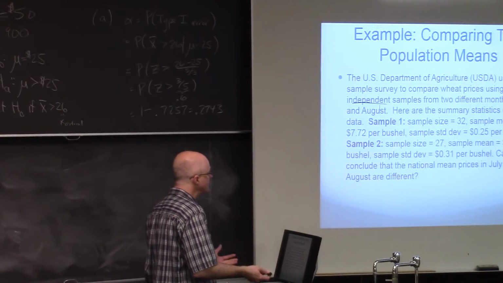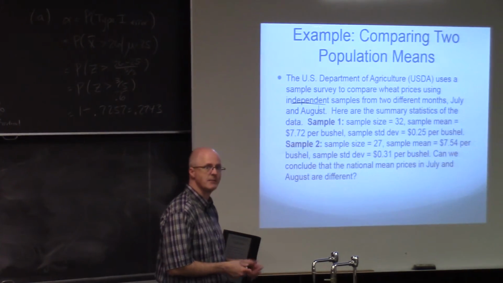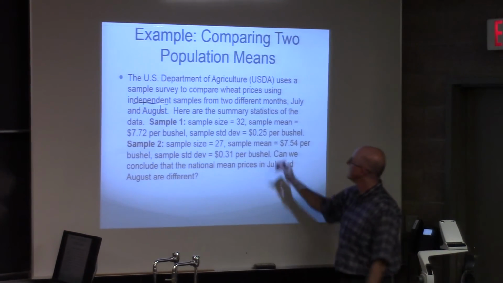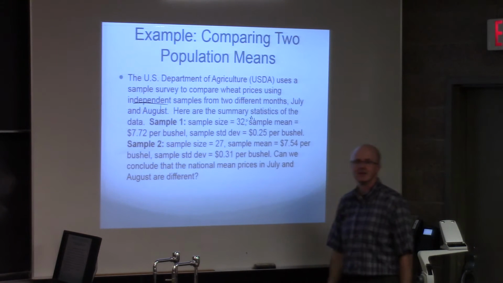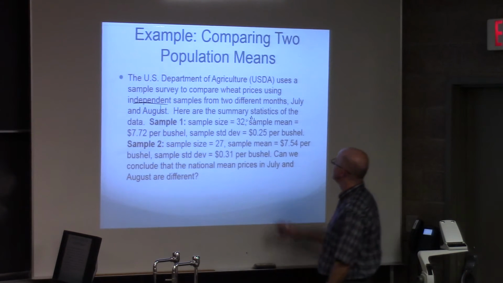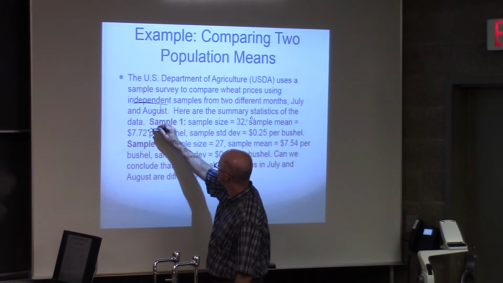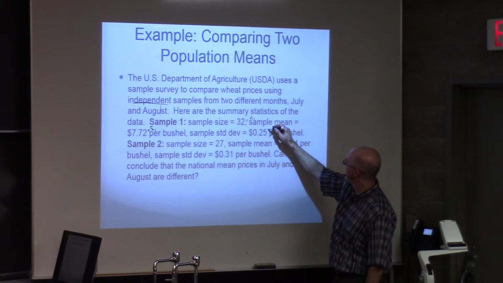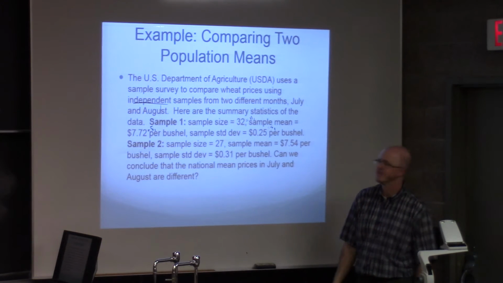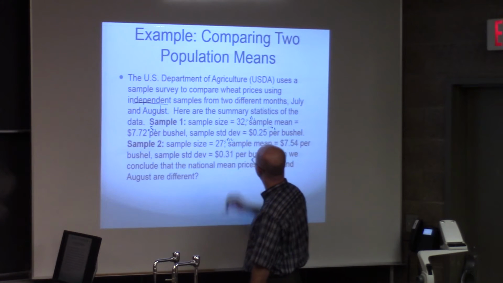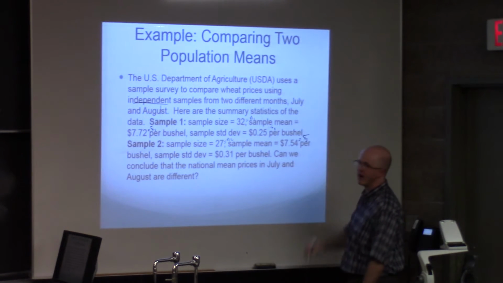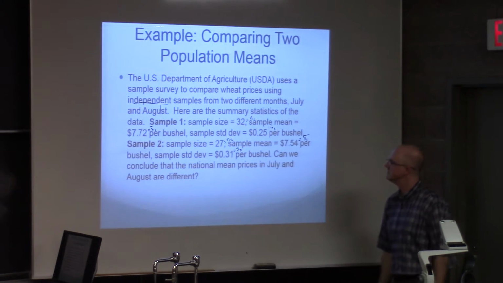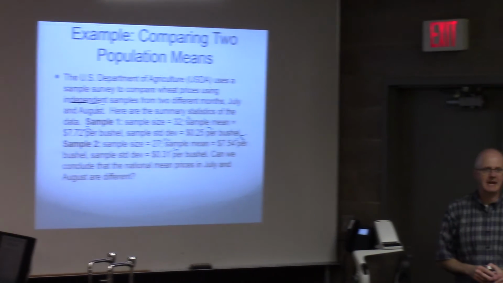You've got two sample sizes, two means, two standard deviations, because there are two samples. We'll label whether it's sample 1 or sample 2 with a subscript. This 32 here is n1, the sample size for sample 1. This $7.72 per bushel here, that's x1 bar. $0.25 per bushel, that's s1. 27 for sample 2, that's n2. $7.54, that's x2 bar. $0.31, that's s2. Those are our sample statistics.